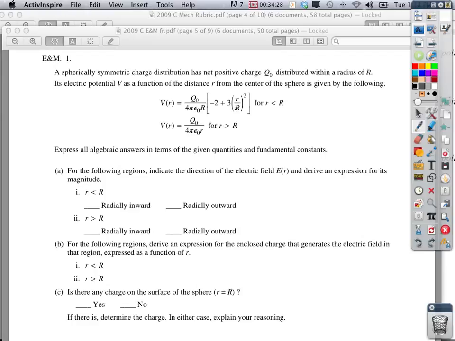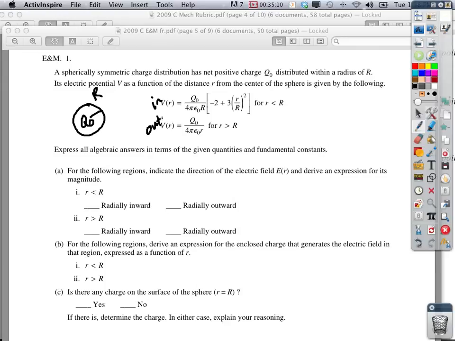Anyways, this one they give us these two sort of crazy equations, and what's happening is they're saying that something has a charge of Q0, and it's within this radius of R. Then they're telling you that the electric potential is described by these two functions, one inside and one outside. This describes inside and this describes outside the sphere. So the question is, indicate the direction of the electric field and derive an expression for its magnitude.